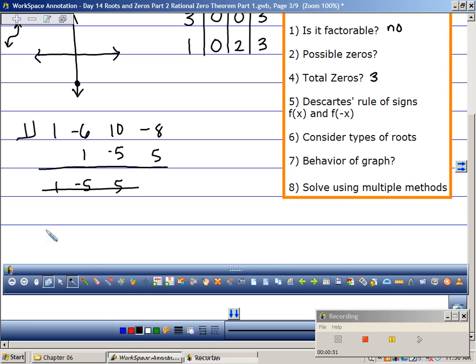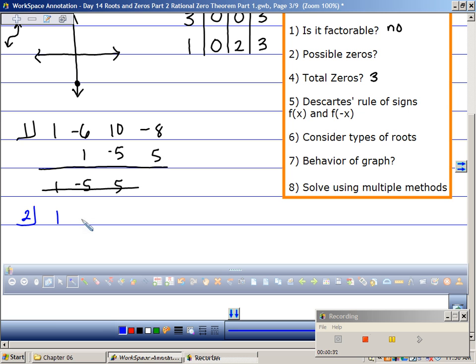I'm going to go to 2. You want me to change the color as I go? Okay. Let's try a 2. So 1, negative 6. Would it bug you guys if I just went straight to this? Bring down the 1. Sorry. Bring down the 1.